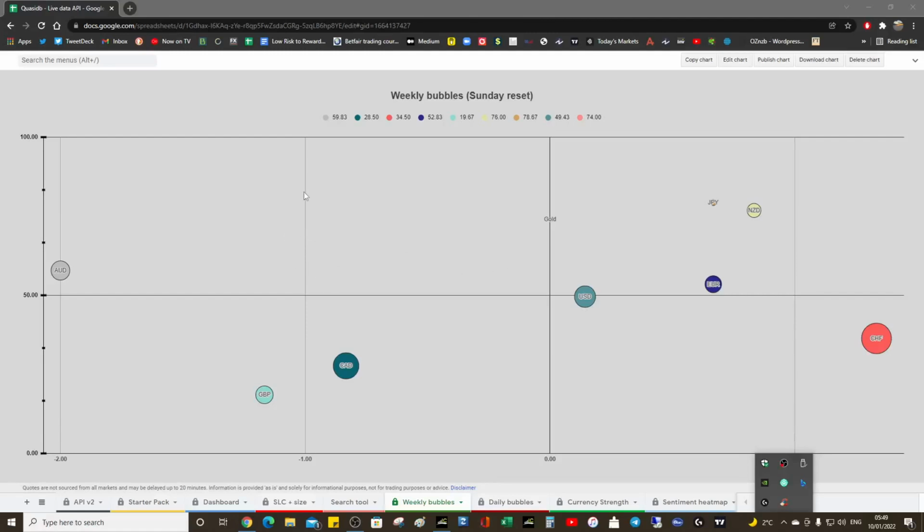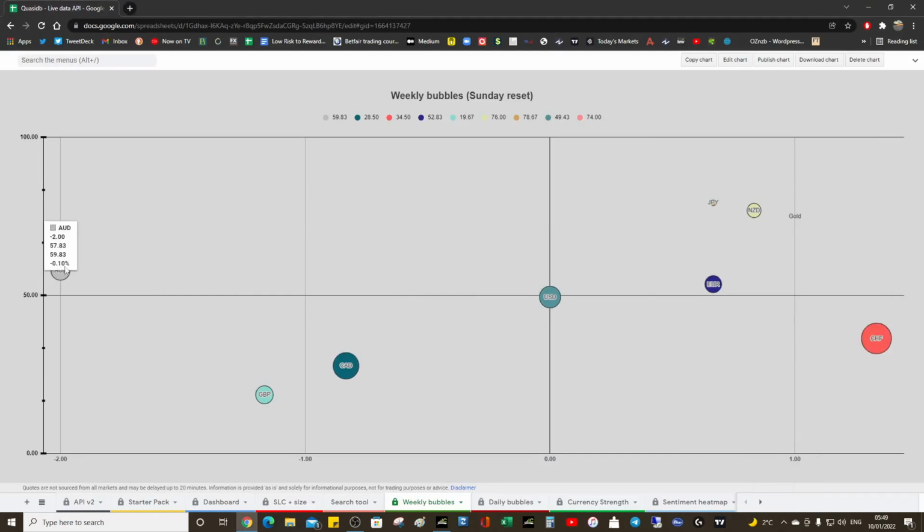One. We'll start with the bubbles to start off with. The Aussie is strongest and the Swiss franc is the weakest. So potentially speaking, you could look at Aussie Swiss for a buy. Pound is also in the strong buy section, and so is CAD. The Kiwi, Yen and Gold are in the strong sell.